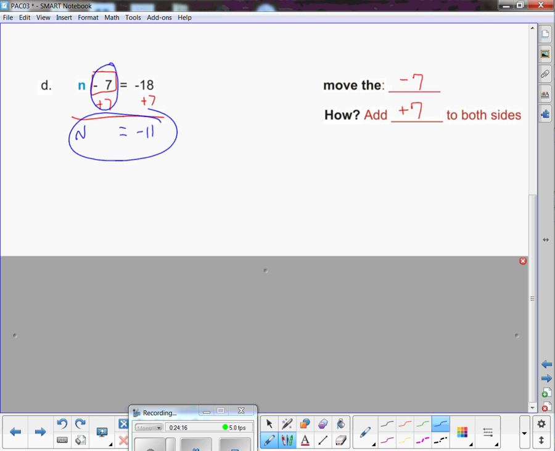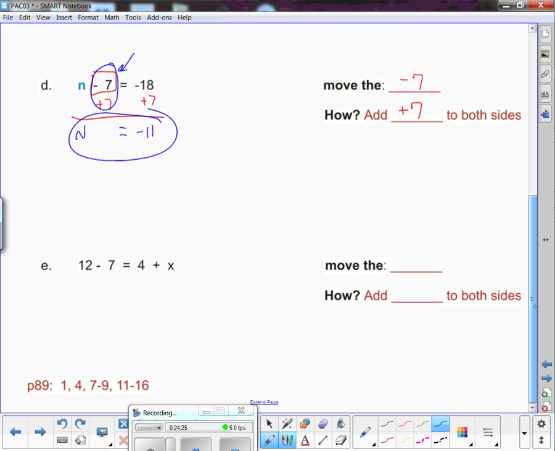This is how your work will look. You don't need to do the boxing or the circling, but you'll have the plus 7 on both sides. You'll have the addition line. You'll have the N equals and circle your answer. All right, let's do one more.